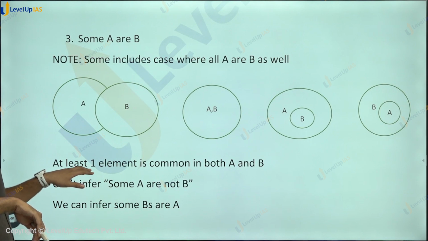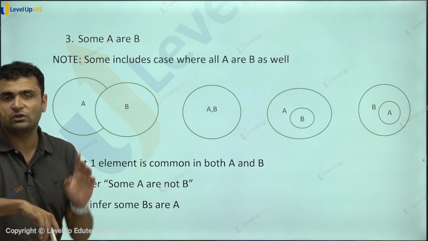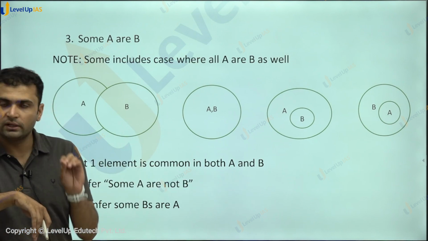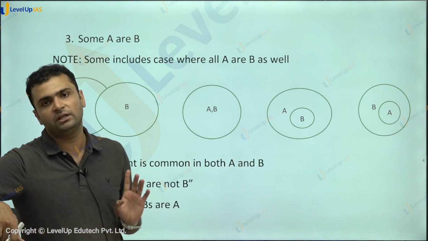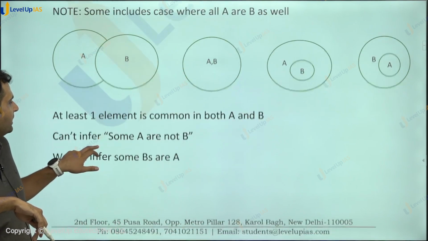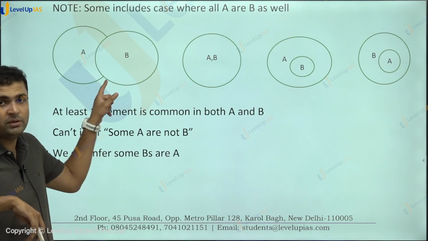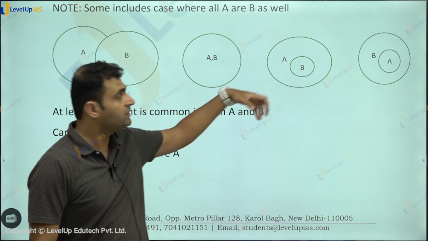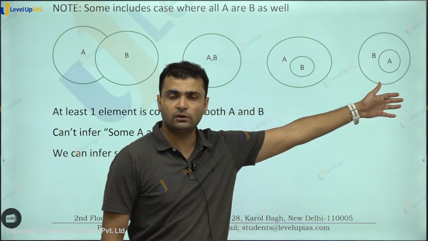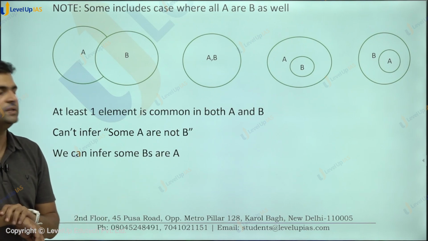But what some A's are B's actually means is that at least one element is common in A and B. But what is the maximum that is common? We are not saying that. It can be all elements are common. It can be some elements are common, 1, 2, 3, 4, but at least one is common. So we can't infer some A's are not B's. Some A's are B's does not mean some A's are not B's, because these cases can also be there. Here all A's are B's. Here also all A's are B's. Understood? So from some A's are B's we cannot infer some A's are not B's.